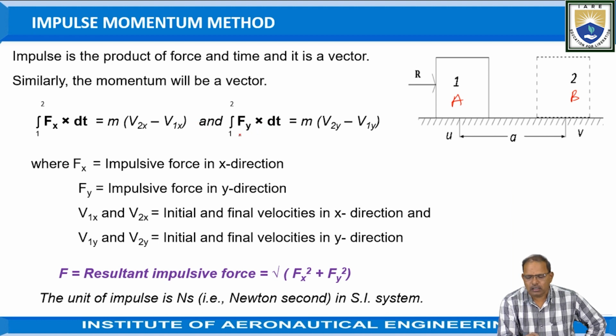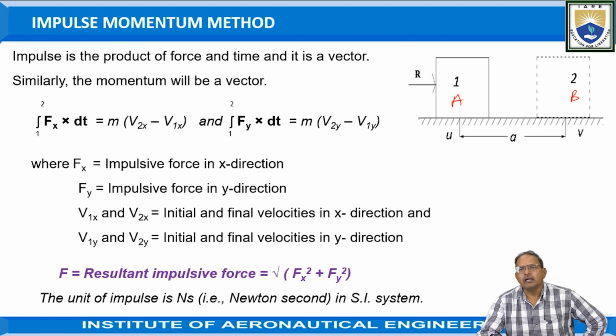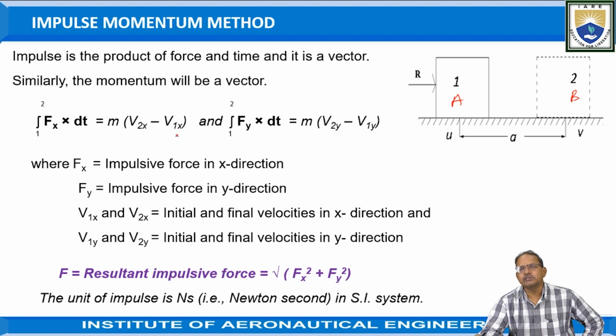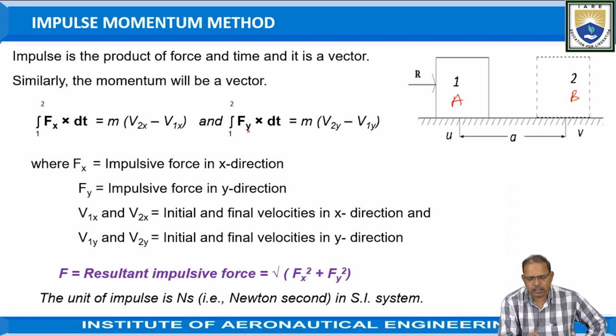Similarly, if the body is moving in a plane, the velocity can be resolved into two components, in the x direction as well as the y direction. At the same time, R is also resolved into two components. Taking the x-directional force as Fx, Fx dt integrated from 1 to 2 is equal to m into v2x minus v1x. Similarly, when the force and velocity are resolved in the y direction, we have the integration of Fy dt from limits 1 to 2 equal to m into v2y minus v1y.